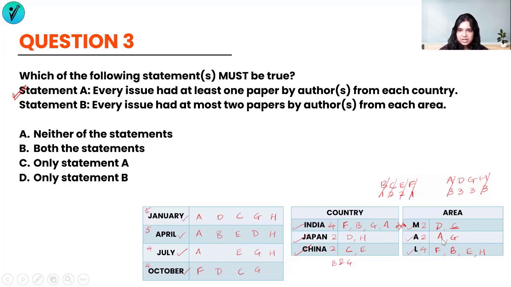July says A, E, G, H. A and E, so 1 from automation, 1 from logistics. G is another from automation and H is from logistics. There's nobody from the manufacturing area in July. That's why you cannot say that statement B is true, because it says every issue has at most 2 papers by authors from each area. July does not have the manufacturing area. So statement B is false. Our answer will be option C, which says only statement A is true.